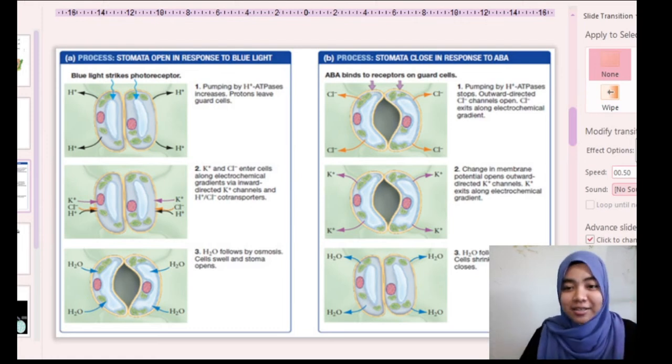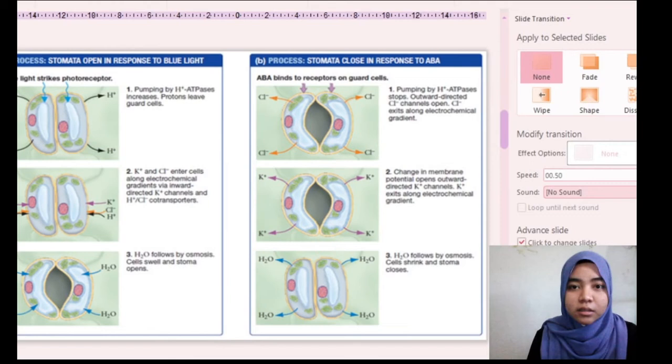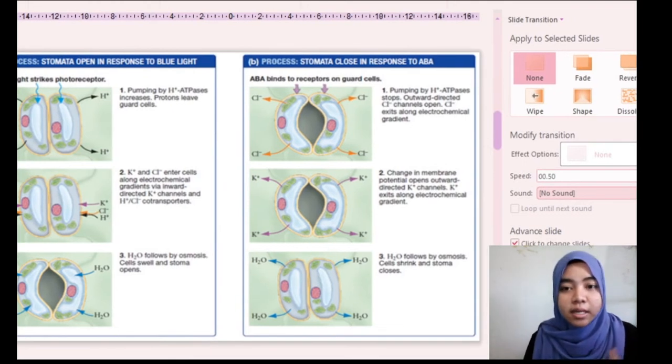Okay, did all of you get it? We go to the next process, which is stoma close. Stoma close will respond to ABA. ABA will bind to a receptor on the guard cell, and it will make the proton pumping stop. So when the proton pumping stops, no protons will leave the guard cell. What leaves the guard cell is chloride ion, which will exit along the electrochemical gradient.